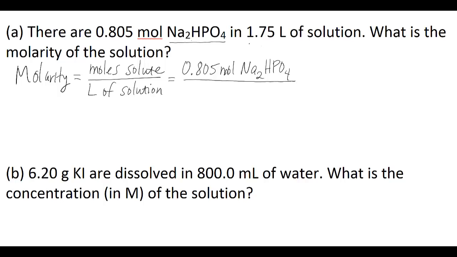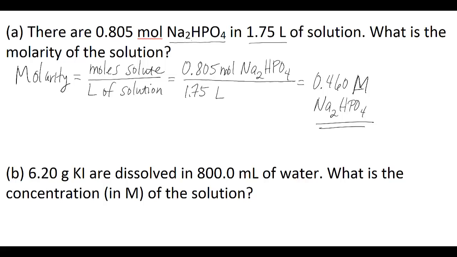So you're also given how many liters of solution you have. You have 1.75 liters of solution. So if you do the math there, you get for your molarity, or your concentration, 0.460 moles of Na2HPO4 per liter. So that's your answer. That is the molarity, not liters. That is the molarity of your solution. So moles per liter. That's your concentration. There are other ways to report concentration other than molarity, but they won't be covered at this time.